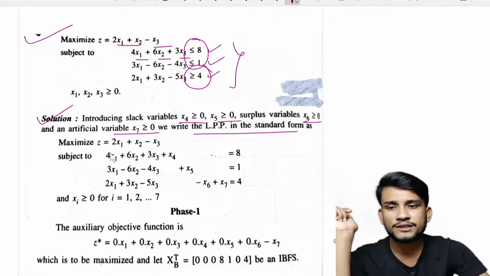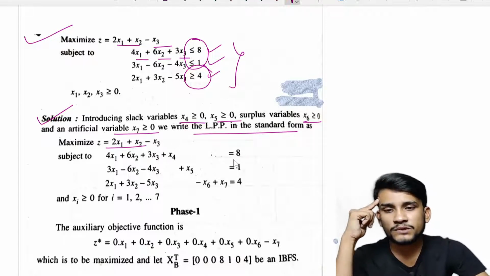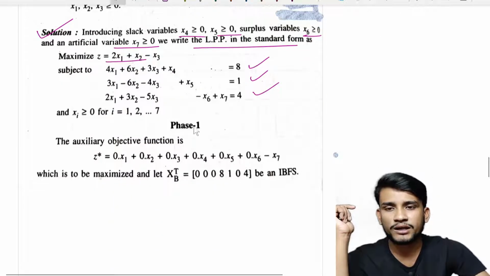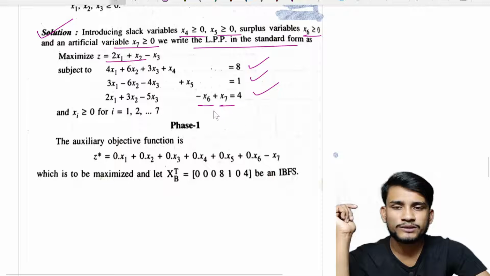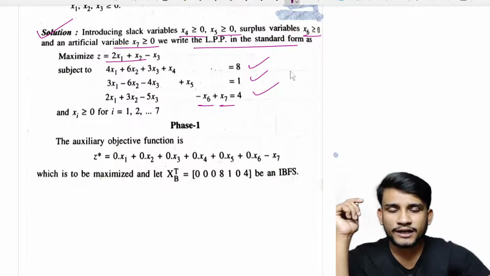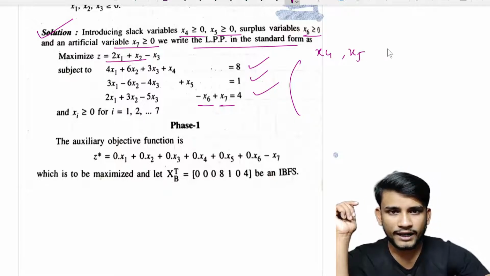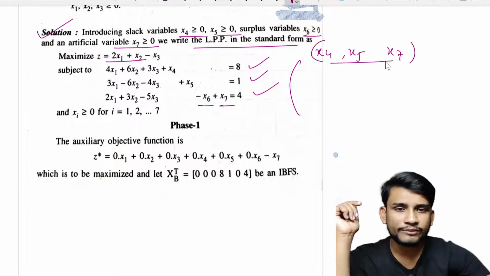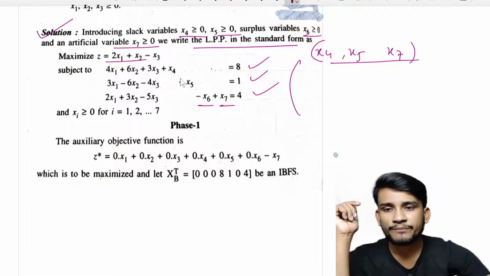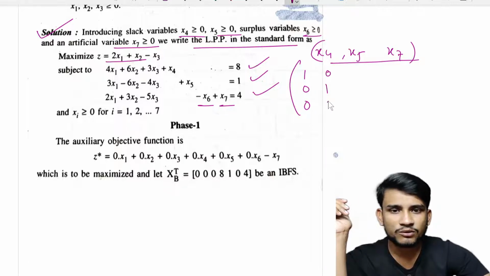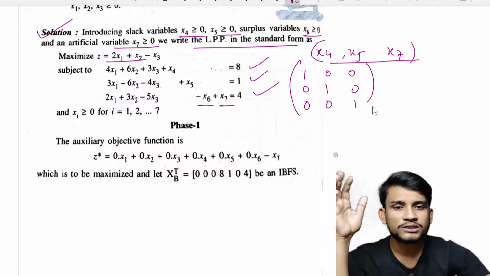We write the LPP in the standard form, these are the inequalities, and here we get one surplus variable and one artificial variable. Note that the standard basis is formed by x4, x5 and x7. The vector a4 is 1 0 0, the vector a5 is 0 1 0, and the vector corresponding to x7, that is a7, is 0 0 1. So these three form the basis.